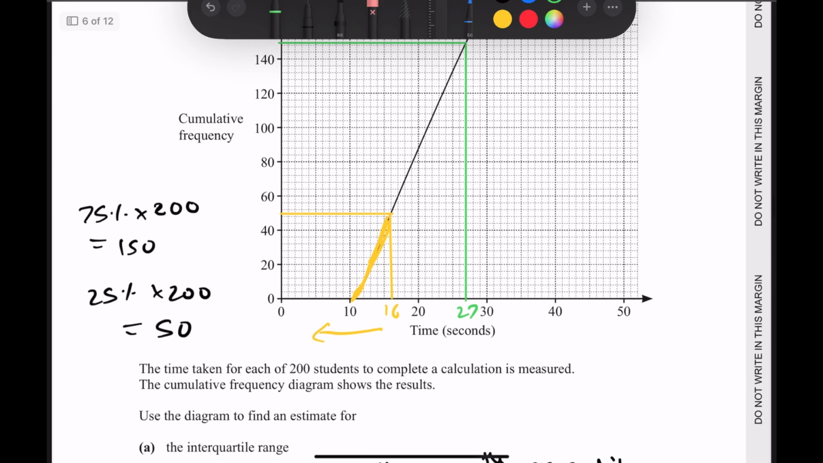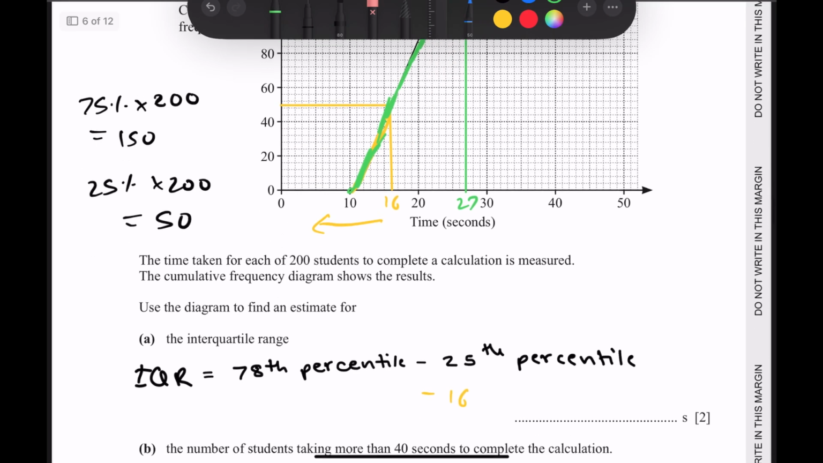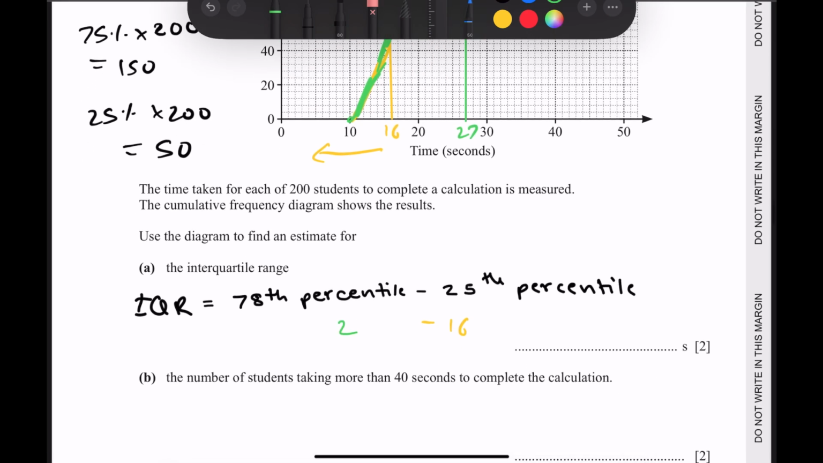which means that 75% of all the students have taken 27 seconds or less to finish the work, which means that most of the students would have taken 27 seconds or less to finish the work. And so the IQR is the 75th percentile. Wait, I think the iPad corrected it to 78th by mistake. I'll rewrite this as 75th percentile over here.